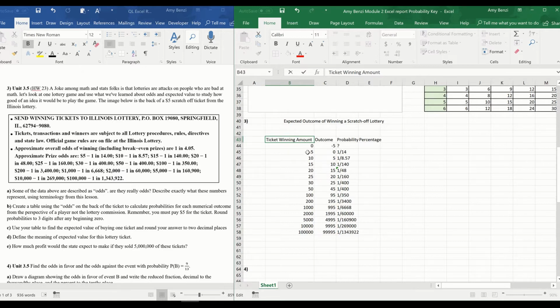If you scratch a ticket and you win $5, this is a ticket that won $5, you personally broke even. You spent $5 on the ticket, you won $5, you actually had an outcome of 0. If you scratch a ticket and you win $10, what you really won was $5 because the ticket cost $5. So expected outcome of winning a, let's do a $5 scratch-off ticket.